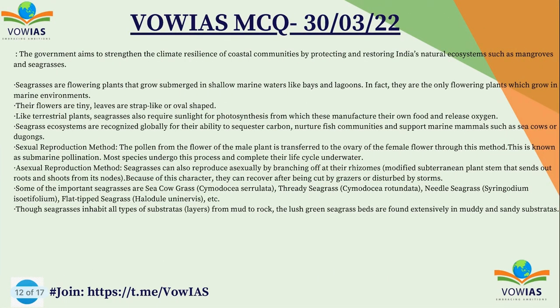The government aims to strengthen the climate resilience of coastal communities by protecting and restoring India's natural ecosystems like the mangroves and seagrasses. Seagrasses are flowering plants that grow submerged in shallow marine water like bays and lagoons. In fact, they are the only flowering plants which grow in the marine environment, and their leaves are tiny, strap-like or oval-shaped. Like the terrestrial plants, seagrasses also require sunlight for photosynthesis, from which they manufacture their own food and release oxygen. The seagrass ecosystems are recognized globally for their ability to sequester carbon, nurture fish communities, and support marine mammals like the sea cows or dugongs.